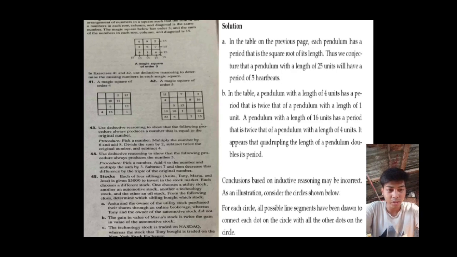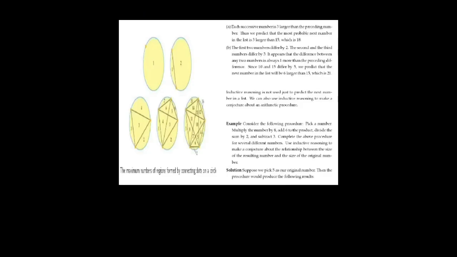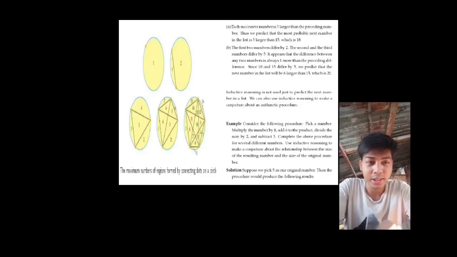Use deductive reasoning to show that the following procedure always produces the number 5. So next, each successive number is 3 larger than the preceding number. Thus we predict that the most probable next number in the list is 3 larger than 15, which is 18.